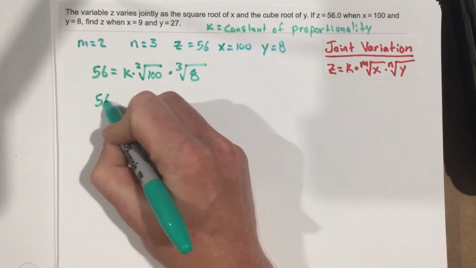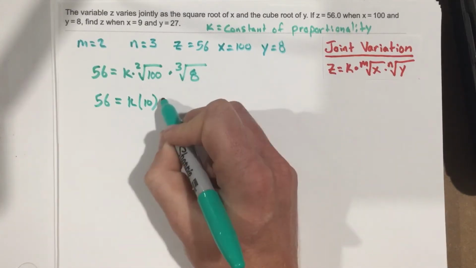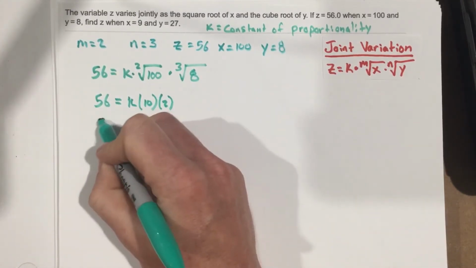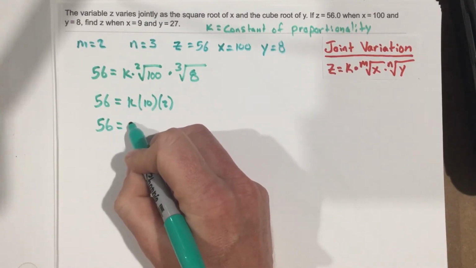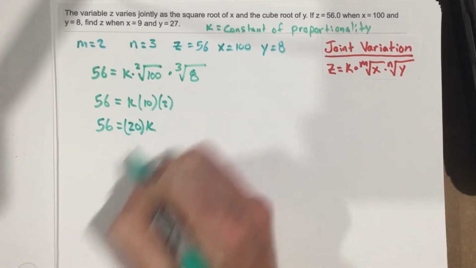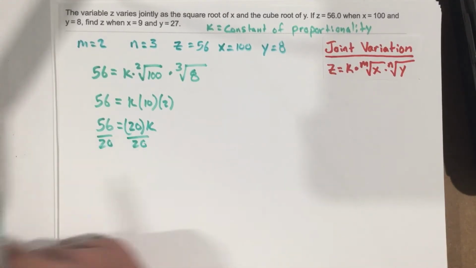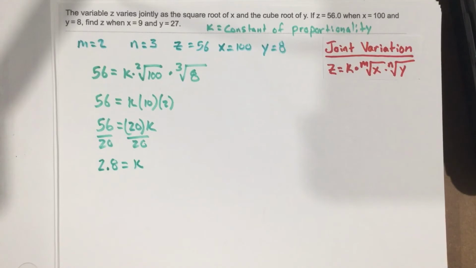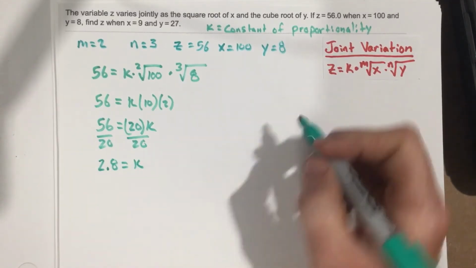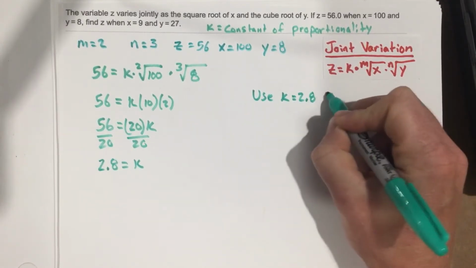Well, we know that the square root of 100 is 10, so it's k times 10, and the cube root of 8 is 2, so 10 times 2. So we end up with 56 equals 20 times k. Divide by 20 on each side, and we end up with 56 divided by 20, which is 2.8. So our k value is 2.8.